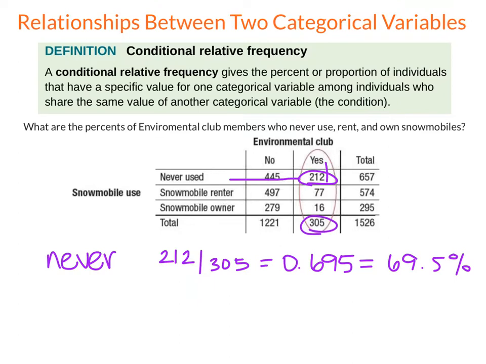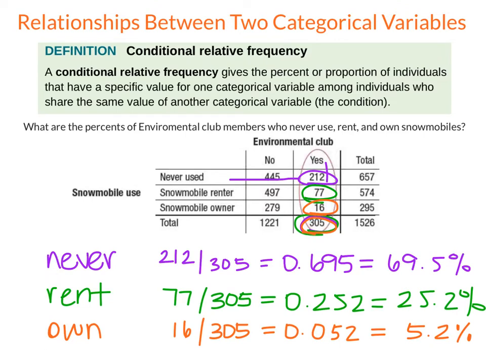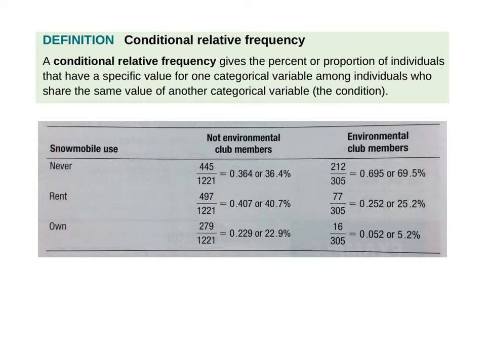So let's do the other two. Using that same process, I find that 77 environmental club members have rented a snowmobile. That gives me about 25% of those club members. And 16 out of 305 have owned a snowmobile, and that's only 5%. Of course, we can do the same thing with those that are not environmental club members, figuring out what the percentage or proportion would be of their snowmobile use, whether they've never used one, they've rented, or they own one. This is an example of a conditional relative frequency table, where we have this information and we can compare the relationship between these variables.